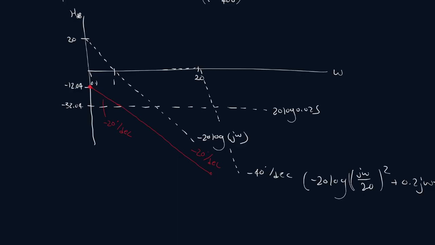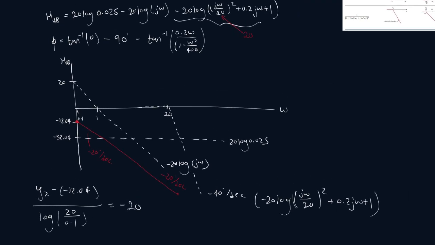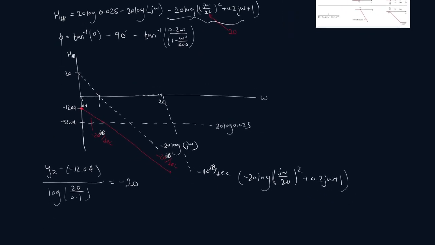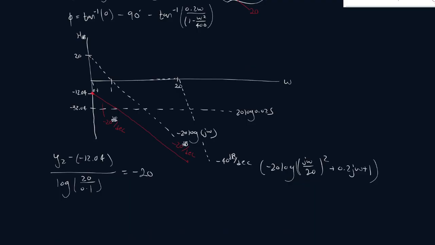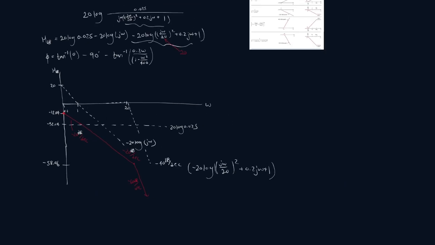So let's find a point here. It'll be y2 minus y1, which is minus 12.04, all over log of 20 over 0.1, equals minus 20. Oh wait, sorry. These are supposed to be in decibels per decade, not degrees. I'm making a lot of mistakes here. Okay, all of that should be fixed now. So 20 divided by 0.1, log of that, times minus 20, minus 12.04. I get pretty much minus 58.06. So let me extend this all the way down here. At this point, minus 58.06. Then after that, our slope decreases, and now it's minus 60 decibels per decade. And that's the Bode plot for this one.